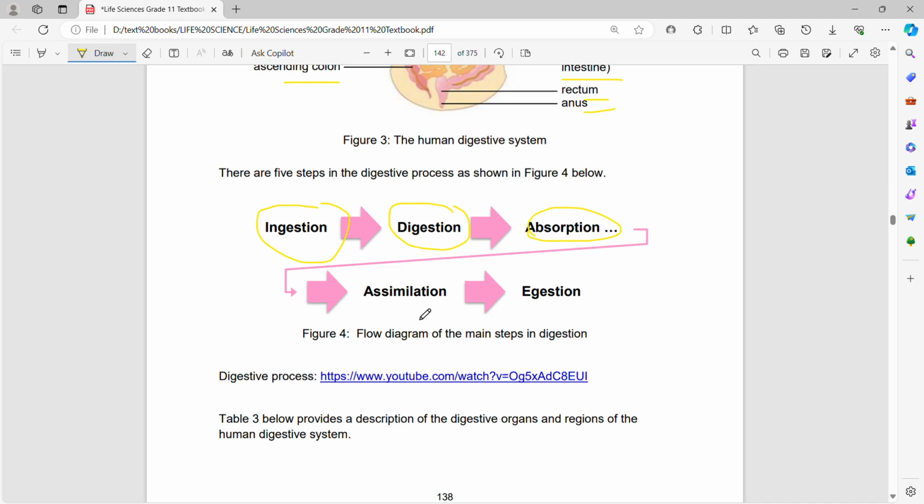Then we have assimilation and egestion. Assimilation, then all the nutrients like proteins and lipids will be absorbed, and egestion, all the waste material will come out. So this is a flow diagram representing the 5 main steps of the digestive process: ingestion, digestion, absorption, assimilation and egestion.